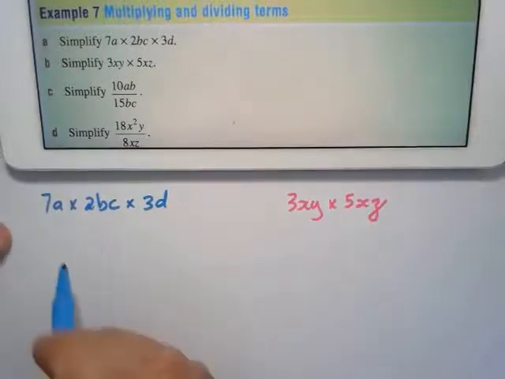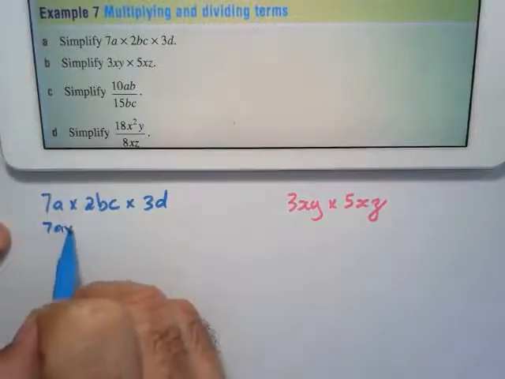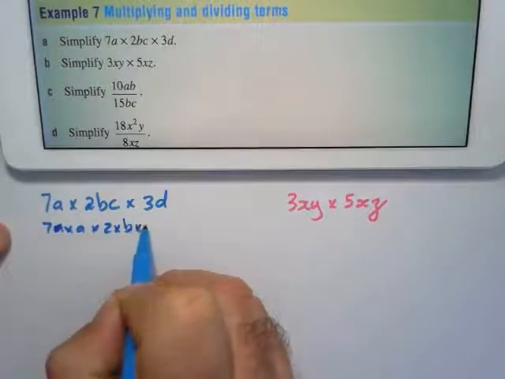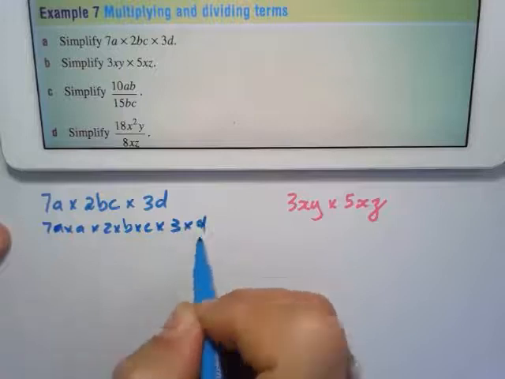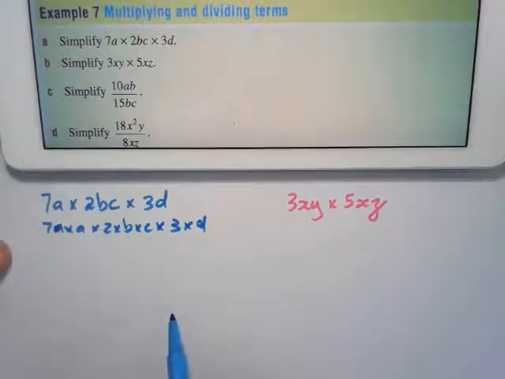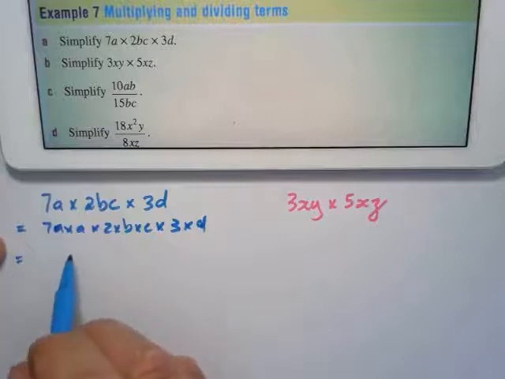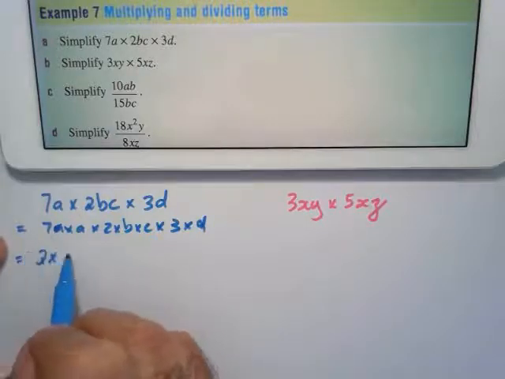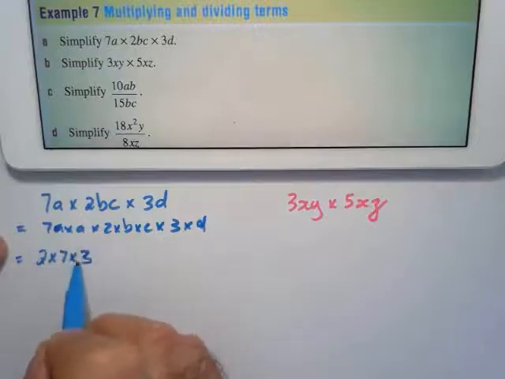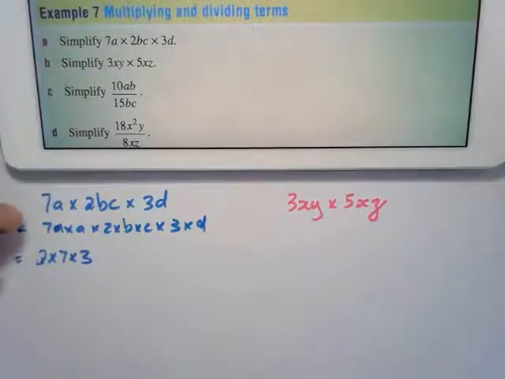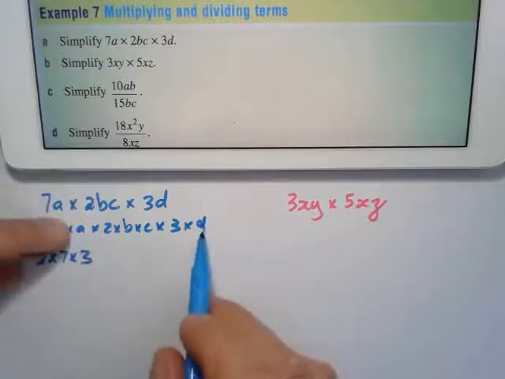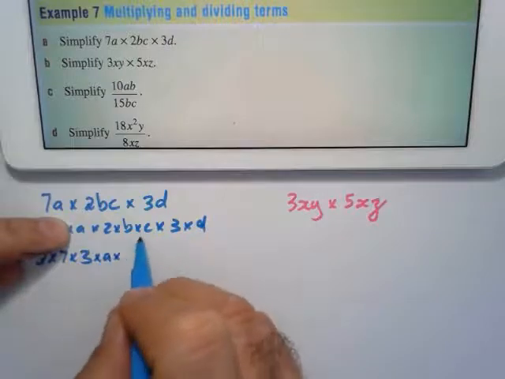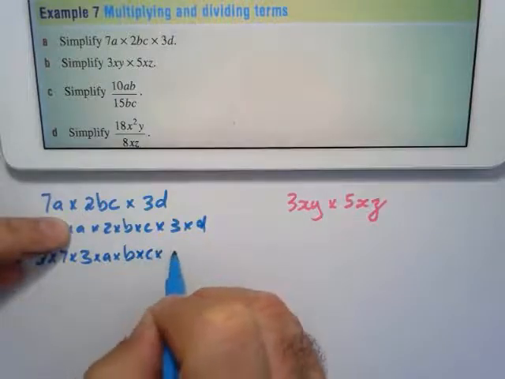So what this means is actually 7 times a times 2 times b times c times 3 times d. That's a lot of writing. And then what you do is you always write the numbers first. So it's actually 7 times 2 times 3. Remember, the order doesn't matter. And then I'm going to put this all in alphabetical order, just because that is the custom of doing it. So I'm going to say times a times b times c times d.